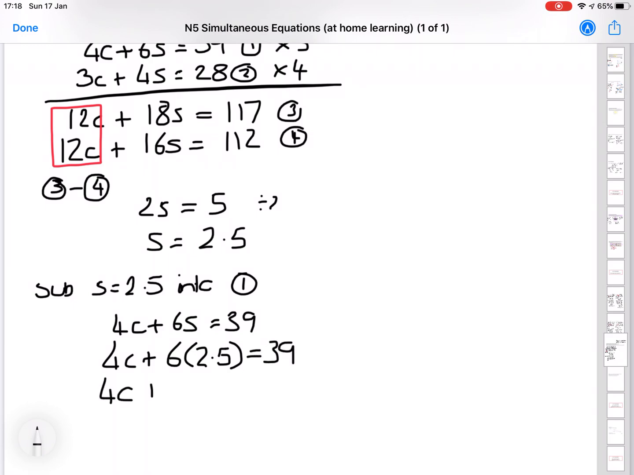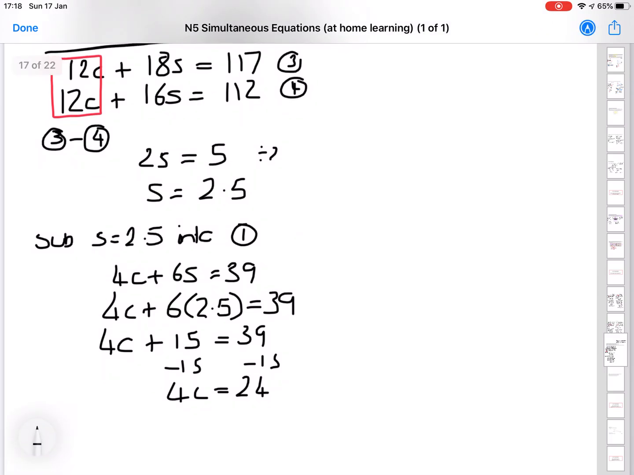So 4c plus 6 times 2.5, that would be 15, equals 39. And then we're going to subtract 15 from both sides. So we're going to have 4c equals 24. And then we're dividing both sides by 4, which is going to give us c equals 6.